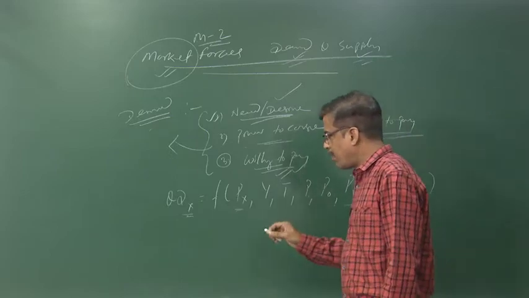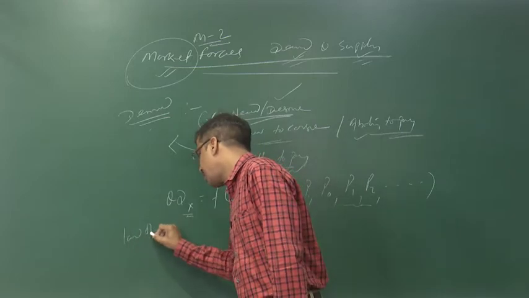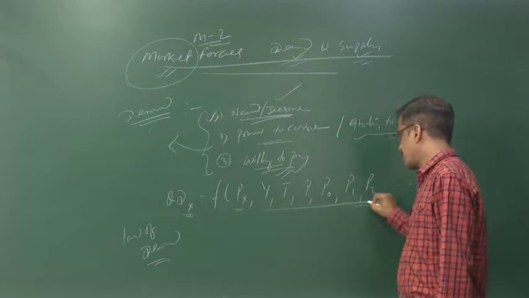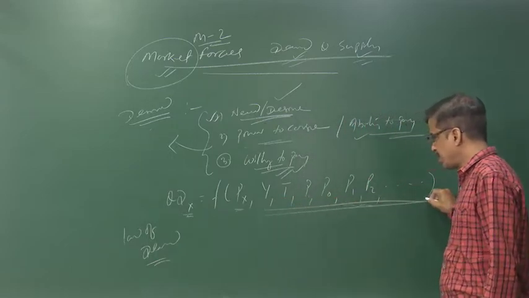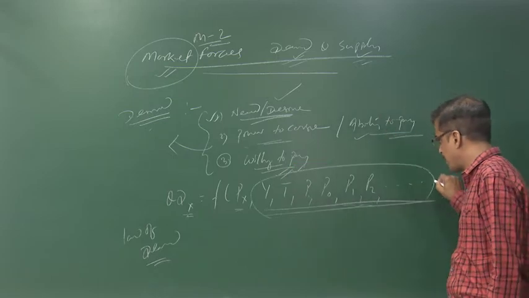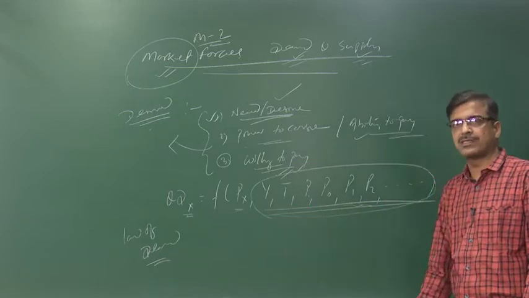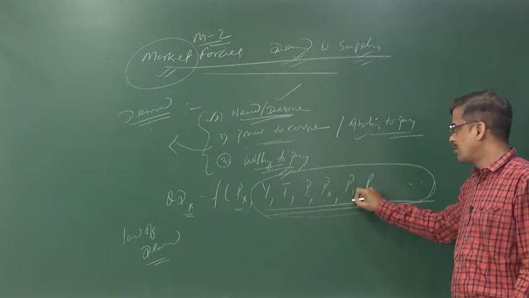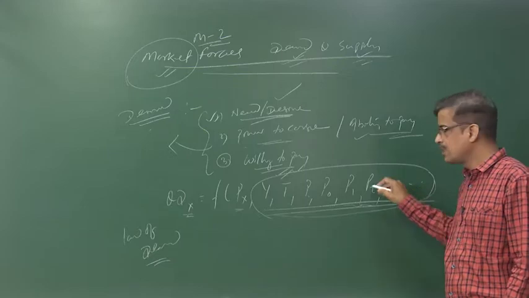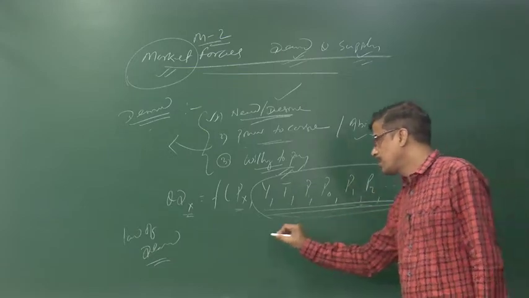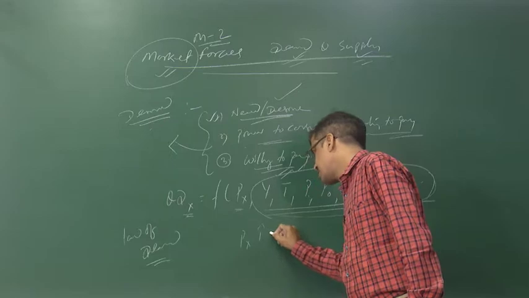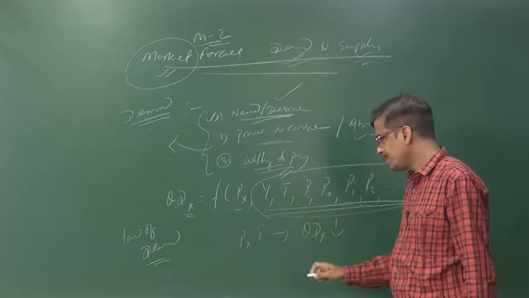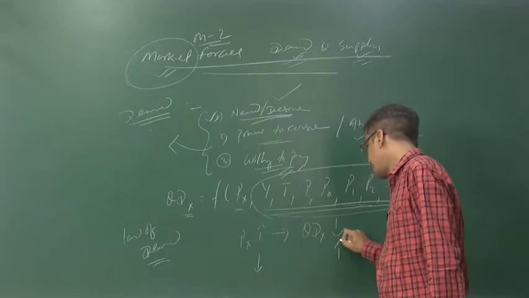Now, the law of demand tells us that other things being constant, let us assume that income, taste, preferences, population, and the price of other related commodities all remain constant, when the price of a product increases, the quantity demanded for that product falls. When the price falls, the quantity demanded increases.